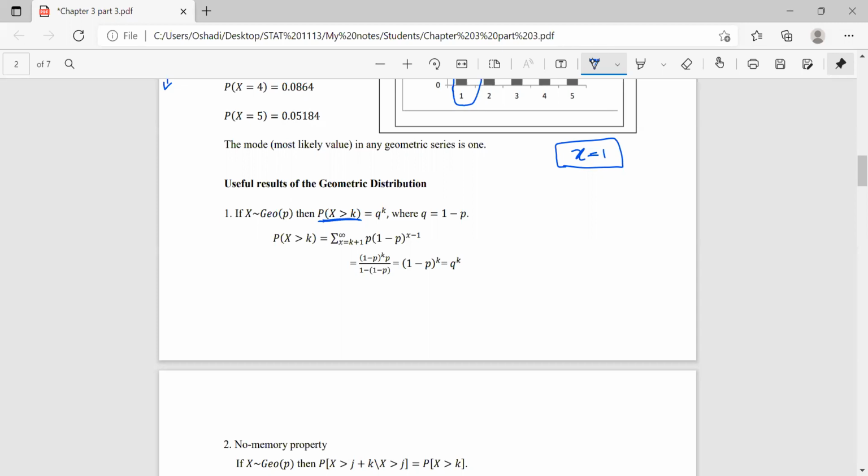The probability of X greater than k, we could write using the summation. Since it's greater than k, we sum from k plus 1 to infinity of p into (1 minus p) to the power x minus 1, right? So we can expand this.